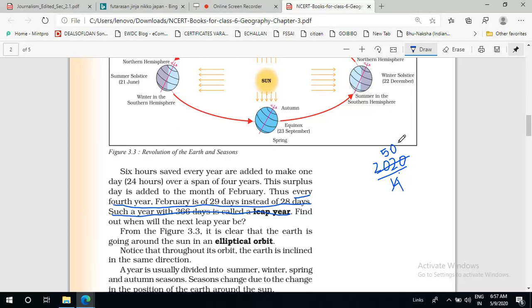And on every fourth year it will be a leap year. If 2020 is a leap year, then 2024 will also be a leap year. Okay, in this way it goes. 2024 will also be a leap year, and it goes on like this. 2028, 2032, all these years will be leap years.